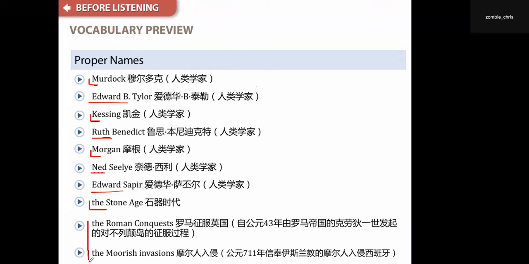Last two down here, Roman conquests and Moorish invasions. The Moorish invasions didn't really have much of an impact on England, obviously. A quick sketch of England, then we have the Channel, and then France over here. Island nations have a natural barrier to invasion. So the Moorish invasions didn't really feature very strongly in either the language or the history of the United Kingdom.